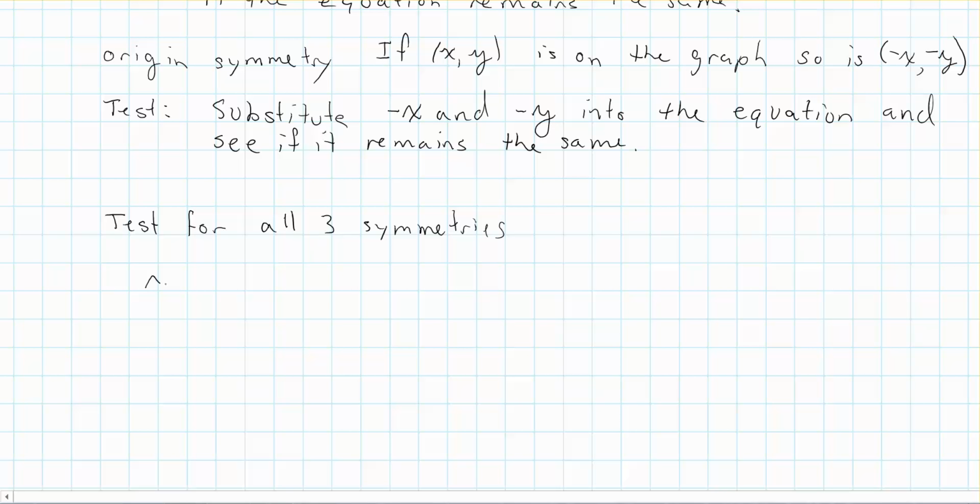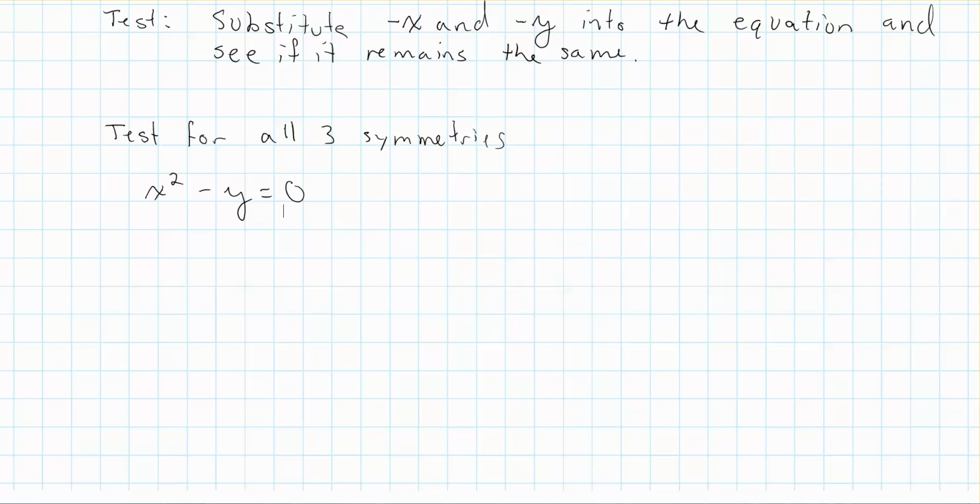And we're going to have x squared minus y equals 0. Now, the important thing here is this equation that we wrote down is what we're going to always have to go back and check to see if you get the same thing. All right, well, let's go ahead and do x-axis first.